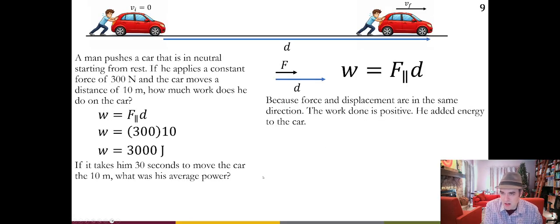Back to this example here, same thing we did before, but I added one more question here. If it takes him 30 seconds to move the car 10 meters, what was his average power? So all we have to do is we've solved for work already. We can just divide that by the time, 30 seconds. 3,000 divided by 30 gives us 100 watts of power.